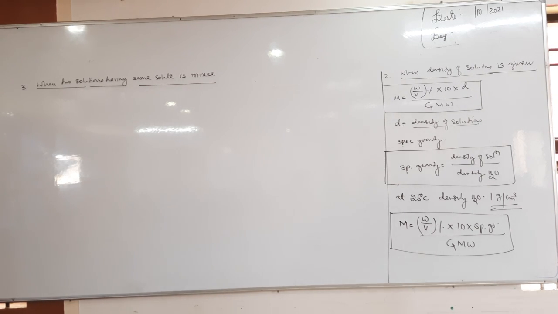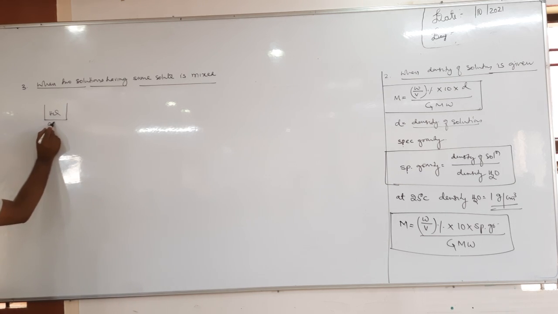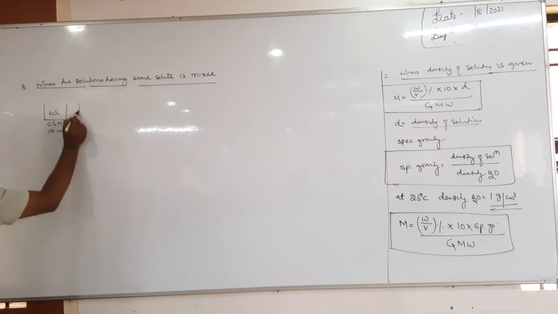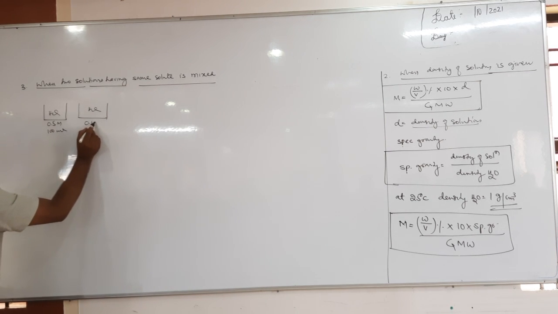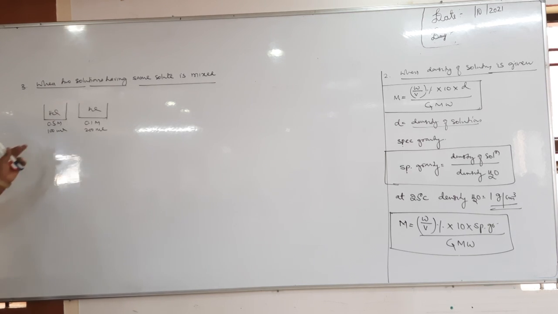When two solutions having the same solute are mixed, for example, take a 0.5 M HCl of 100 ml, and one more HCl, the solute is the same, with concentration 0.1 M and volume 200 ml. Tell me whether both have the same solute or different solute? Same solute. Both are acids. That means when two acids are mixed or when two bases are mixed, what is the resultant molarity?